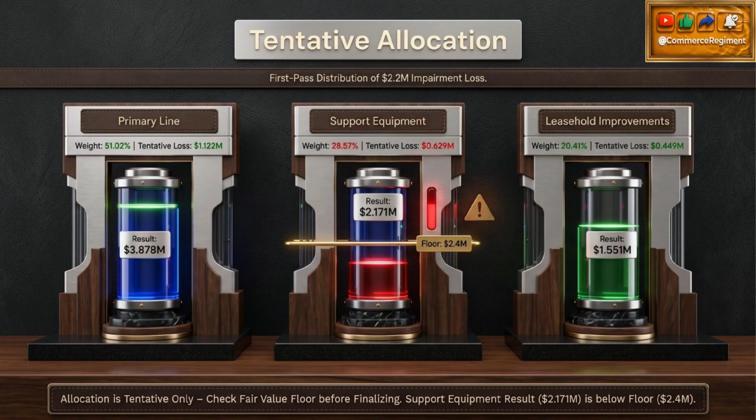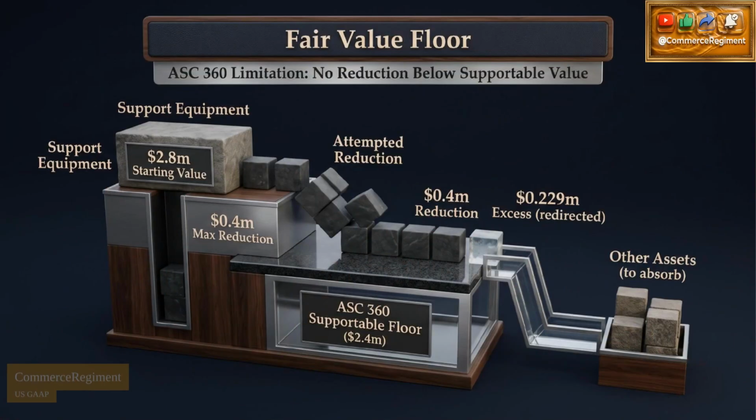Support equipment is about 28.57%, so its tentative loss is $0.629 million. Leasehold improvements are about 20.41%, so their tentative loss is $0.449 million. The tentative total loss is $2.2 million, and the tentative new total carrying amount is $7.6 million. Now we check the fair value floor. The tentative allocation would reduce support equipment from $2.8 million to $2.171 million.